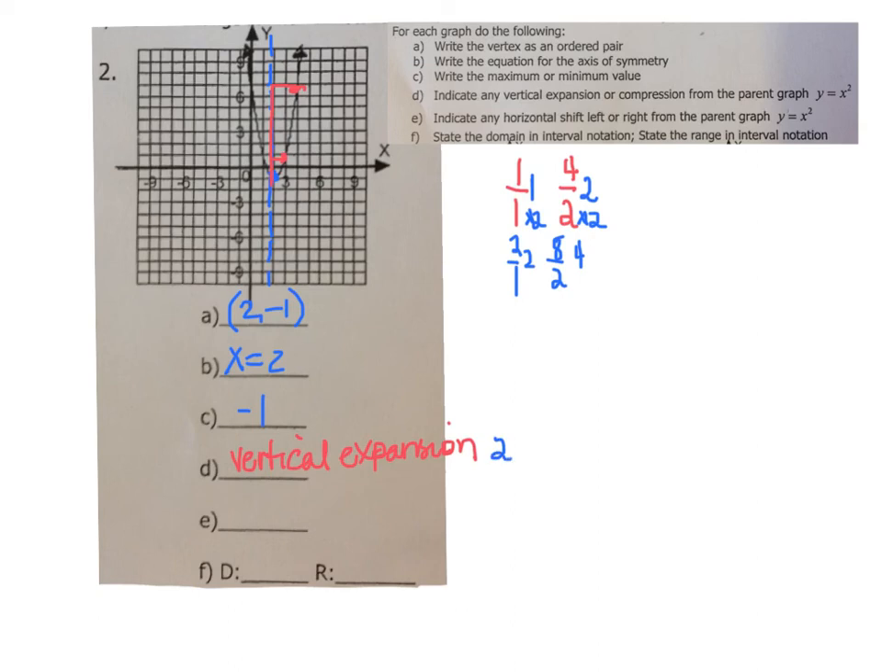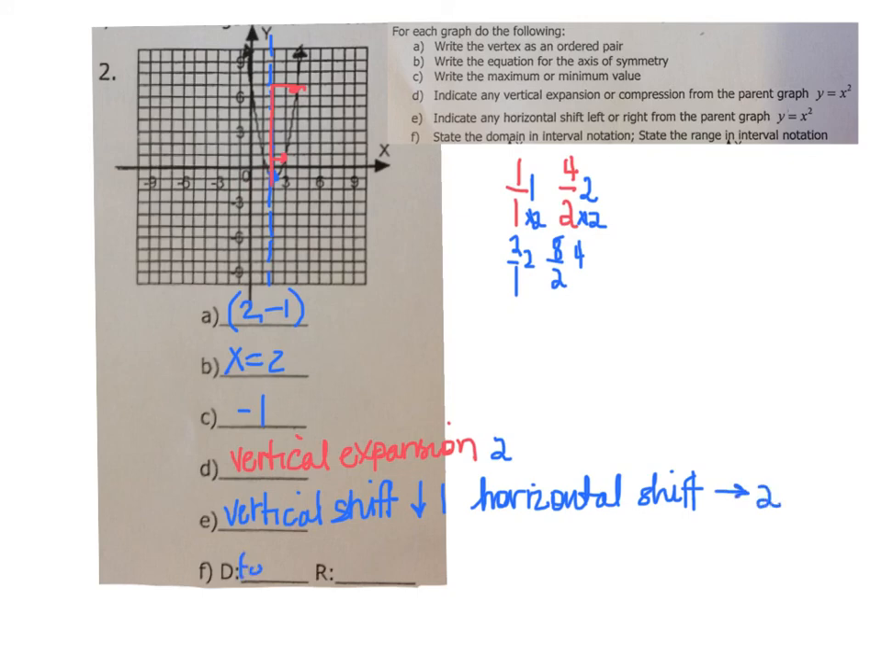Indicate any horizontal shift, left or right. So I'm actually, to get to this vertex, I take my vertex and I shifted over 2, and I went down 1. So there is a vertical shift down 1, and there's a horizontal shift of to the right 2.